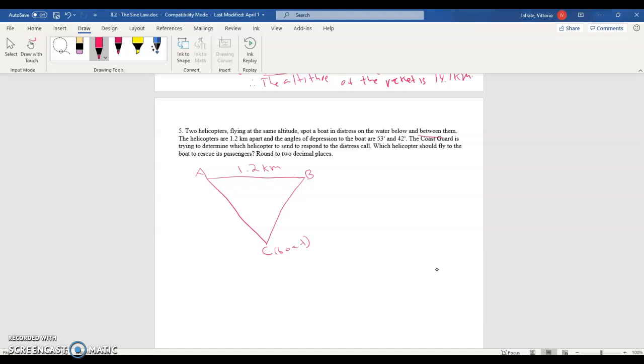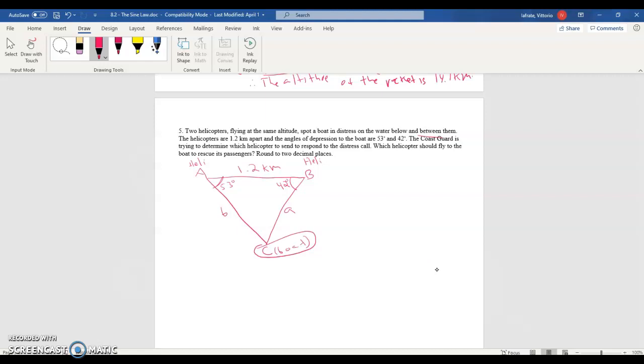Doesn't really matter which one. Let's say that A forms an angle of depression of 53 degrees and B forms an angle of depression of 42 degrees. And so we want to know which helicopter, so we'll call this helicopter A, this one here helicopter B, should go down to rescue our boat C. So we're basically saying which helicopter has a shorter distance to get to the boat, helicopter B or helicopter A? In other words, we're looking for side A and side B. The reason this is side B is because it's opposite of angle B. The reason this is side A is because it's opposite of angle A.